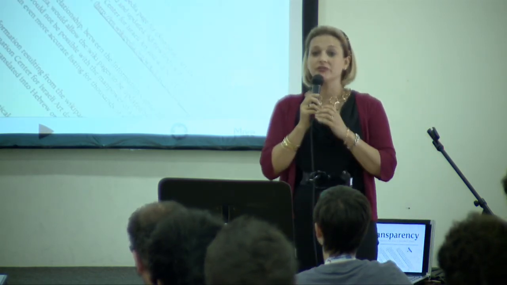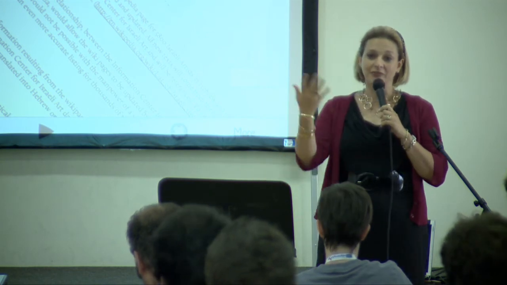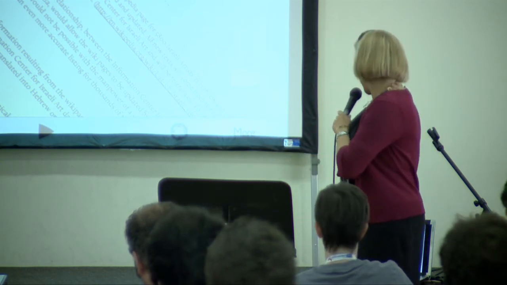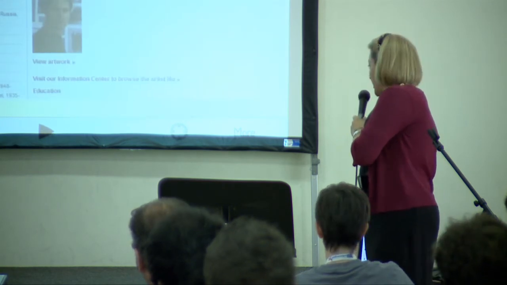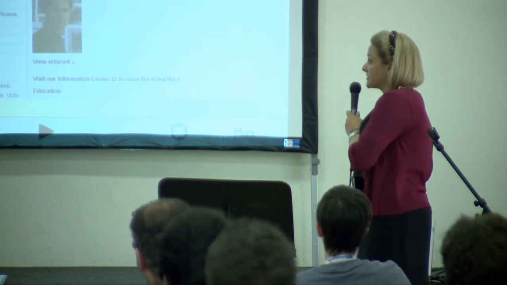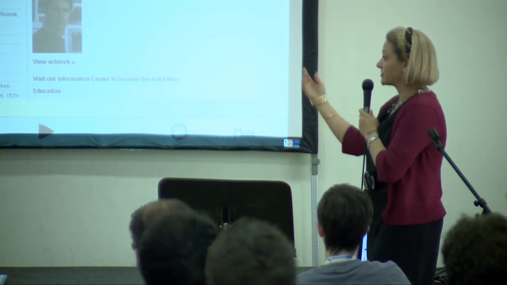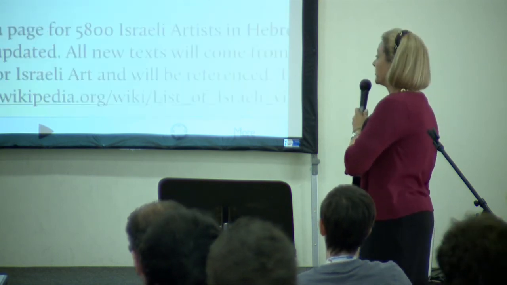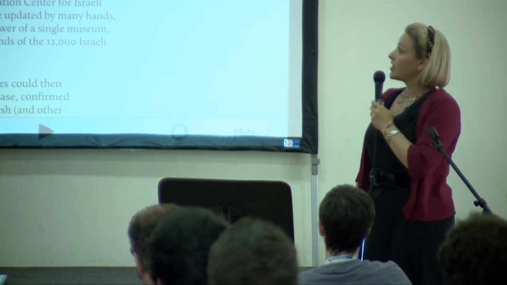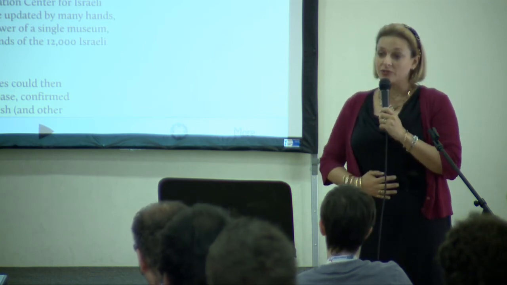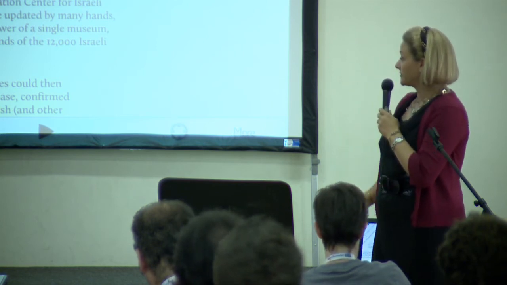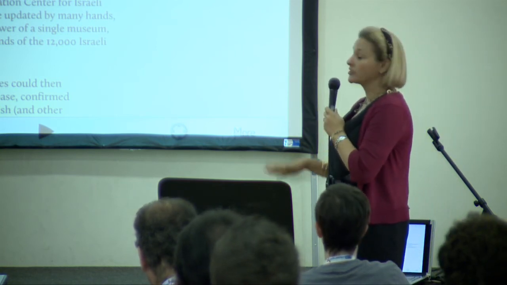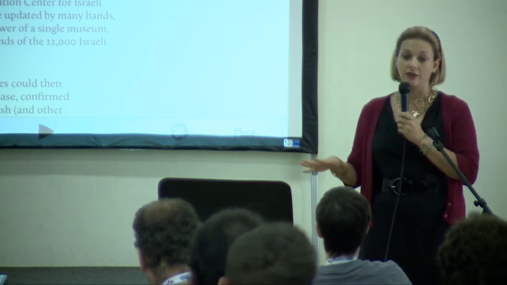Okay, so what are our goals for the project? Now we've got a standard, we've got things that we want to share with Wikipedia. What are we going to do with it? So we're starting with our website, which has data about every artist, 5,800 as I mentioned, that are online in English and Hebrew. We're going to try to create, this is our long-term goal, 5,800 Israeli artist pages in English and Hebrew. At the moment, currently in English, there are 113 of those online in Wikipedia.